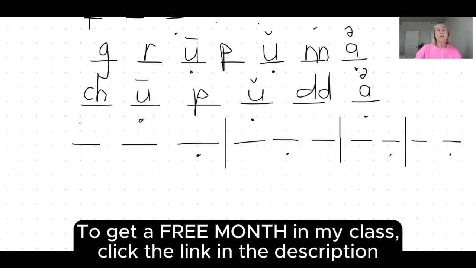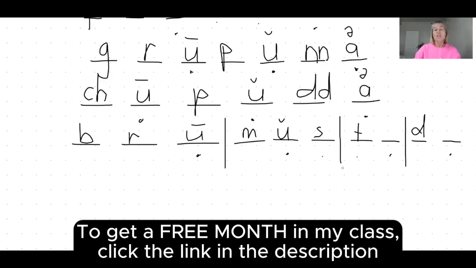B, r, u, m, a, s, t, u, d, a. Now we're going to add the vowels. Bru. This U can't say long U because there is a vowel in the next one or two taps. This U can say uh because there is no vowel in the next one or two taps.